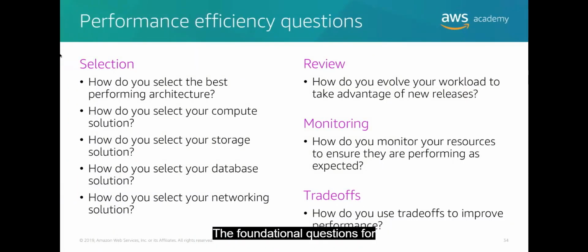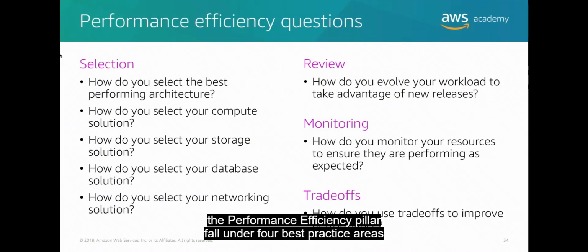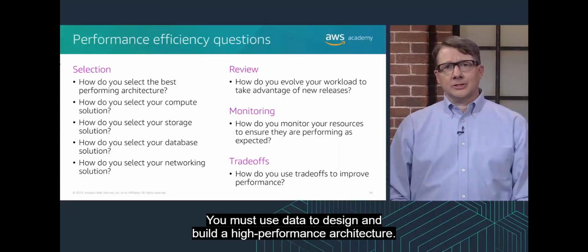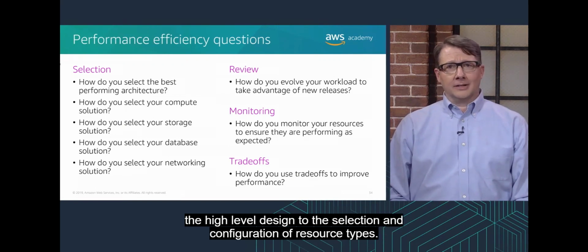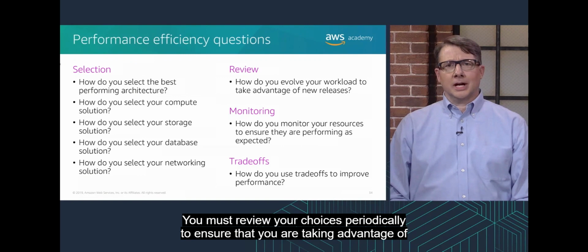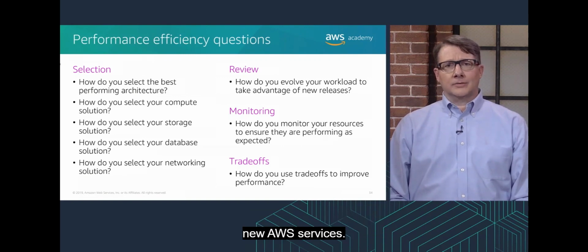The foundational questions for the Performance Efficiency Pillar fall under 4 best practice areas, known as selection, review, monitoring, and trade-offs. You must use data to design and build a high-performance architecture. It's important to gather data on all aspects of the architecture, from the high-level design to the selection and configuration of resource types. You must review your choices periodically to ensure that you are taking advantage of new AWS services.